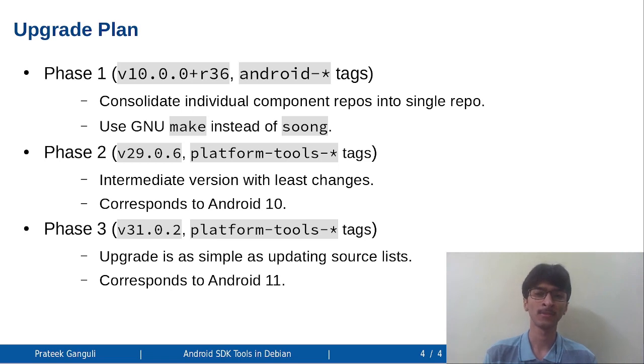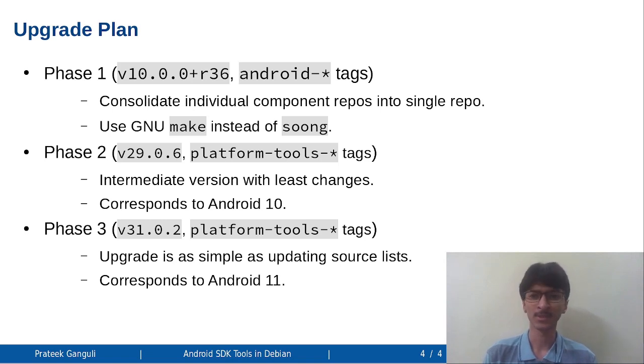Phase 2: the phase 1 sources came from the Android set of upstream tags, but starting with Android 10 source releases, Platform Tools has its own dedicated set of Platform Tools tags. Now, in order to have not too many source level changes to sort out, the upgrade to the latest version, that is version 31, was broken down into an intermediate upgrade to version 29, followed by the final jump to version 31. This phase 2 of the upgrade process was completed in July 2021.